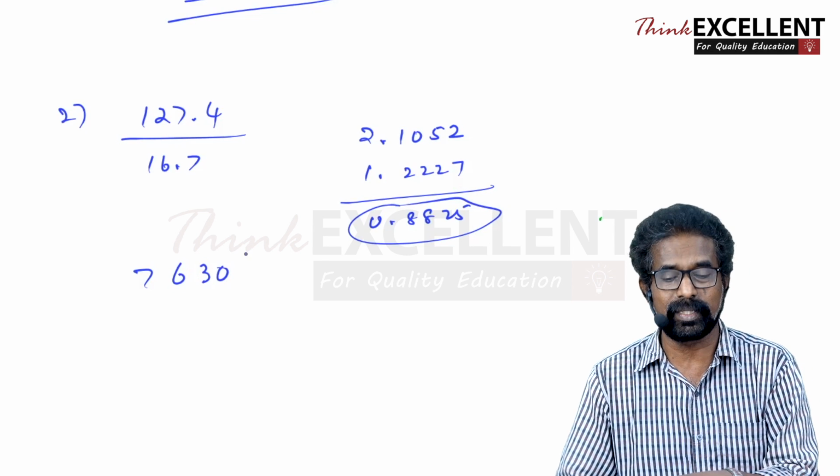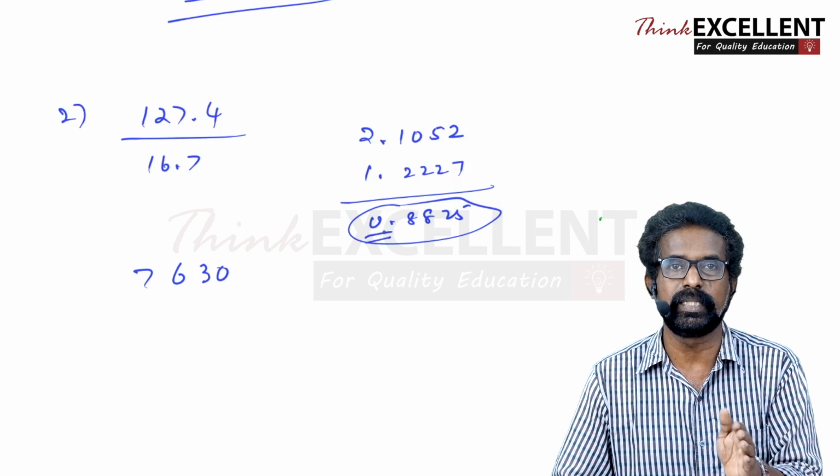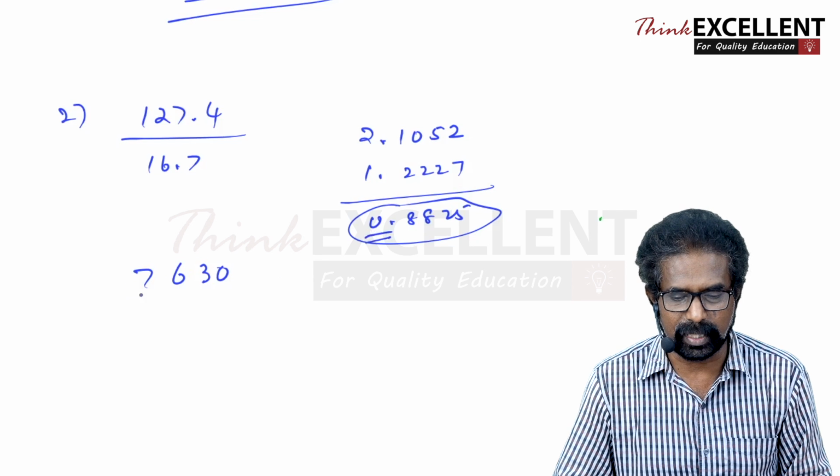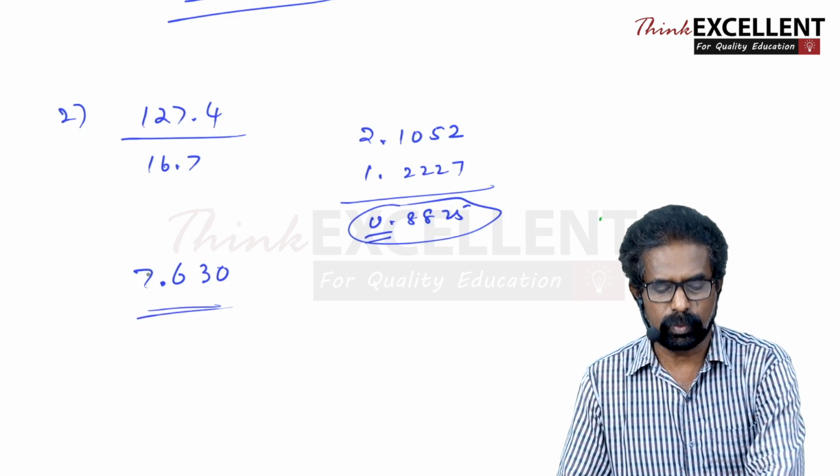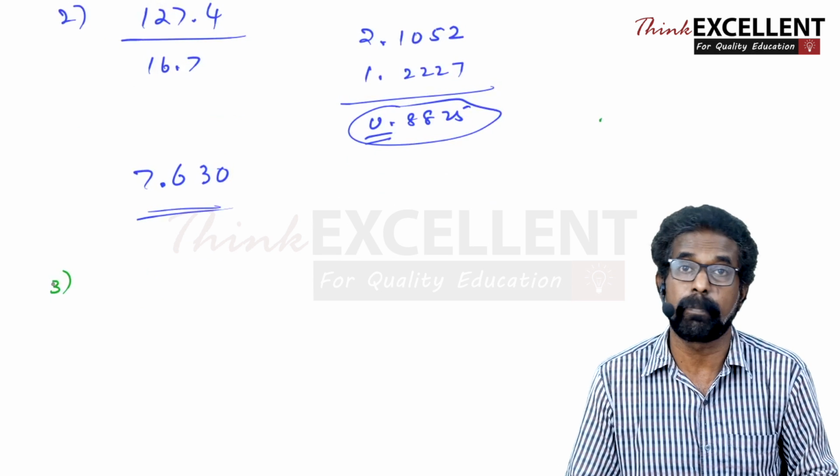Where to keep the point? Here the number is 0. 0 means after 1 digit. So from here 1 digit, so your answer is 7.630. Now we work out a sum for some power.